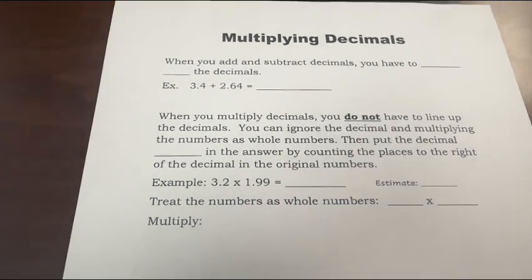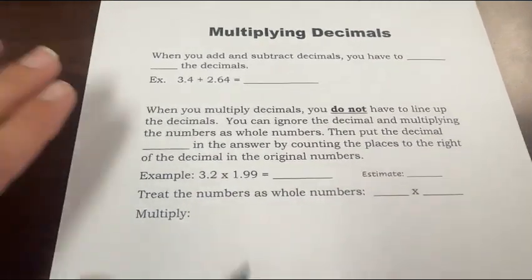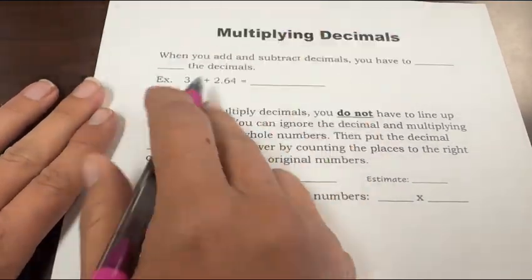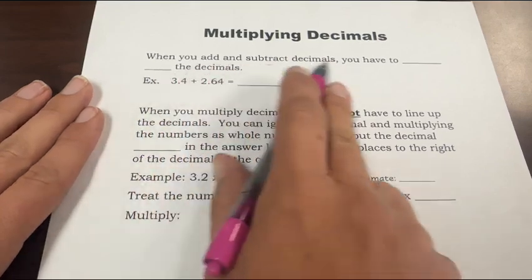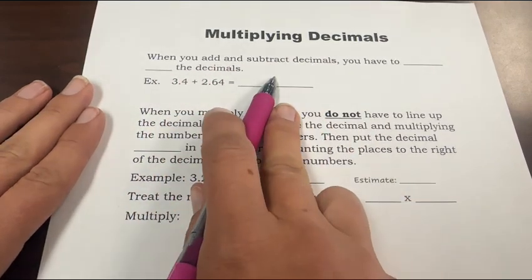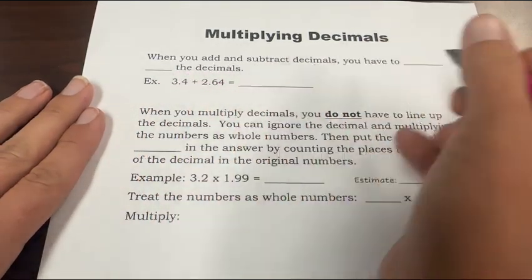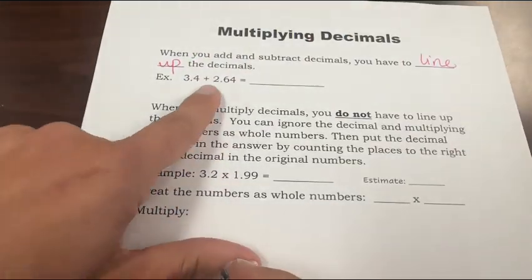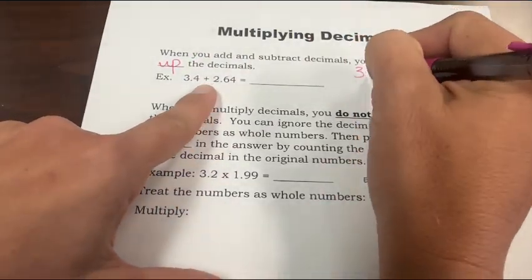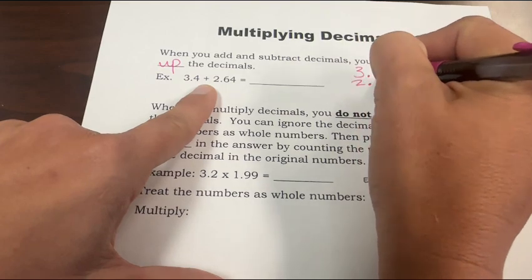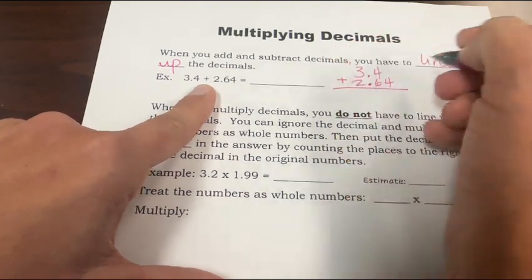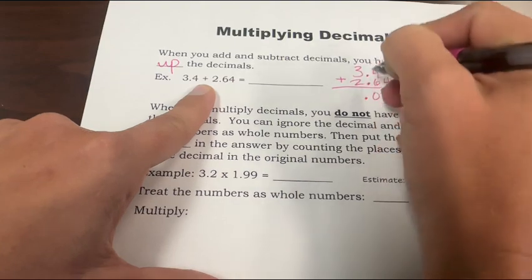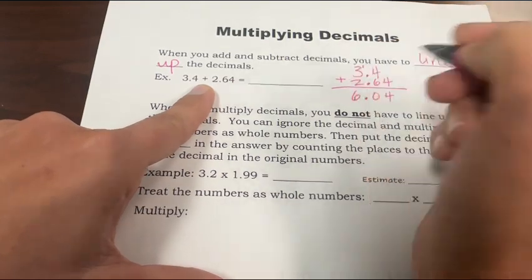Okay, we are on page 32. So we're going to review adding and subtracting decimals for a minute. We are not going to do a lesson on that. You've been doing this for many years. So when you add or subtract decimals, you have to line up the decimals, all right? Only on adding and subtracting. So if I were to add these, I would have to line up the decimal because I'm adding. So that's just a little review.